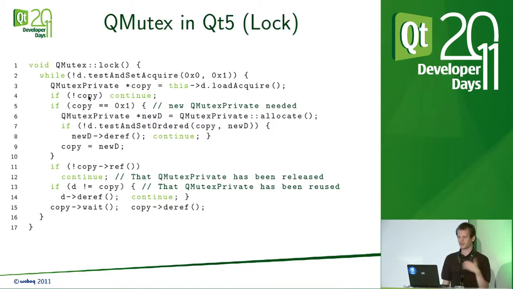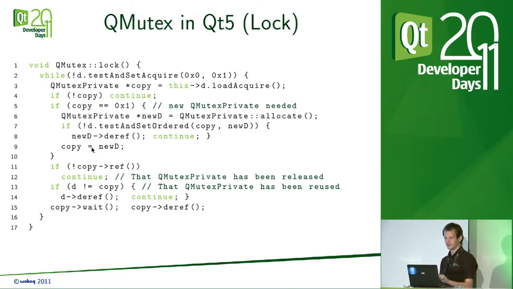If copy was 0, it means that in the meantime, the mutex has been unlocked, so we can try again, continue. If the copy was 1, it means we need to allocate a new mutex private and try to switch it with D, so copy here must be 1. So we try to change from 1 to this new mutex private. If this does not succeed, it means either we've been unlocked already, or another thread is also waiting. So we're just going to continue. So we're releasing the new, and then we continue. And then we will use this new as the copy.